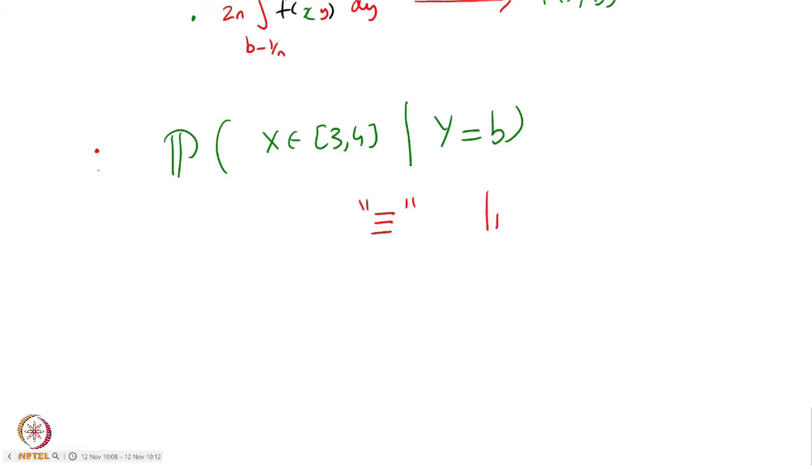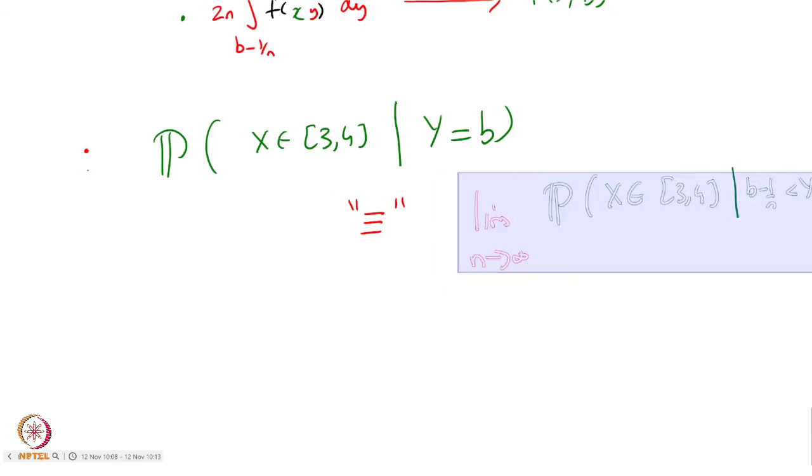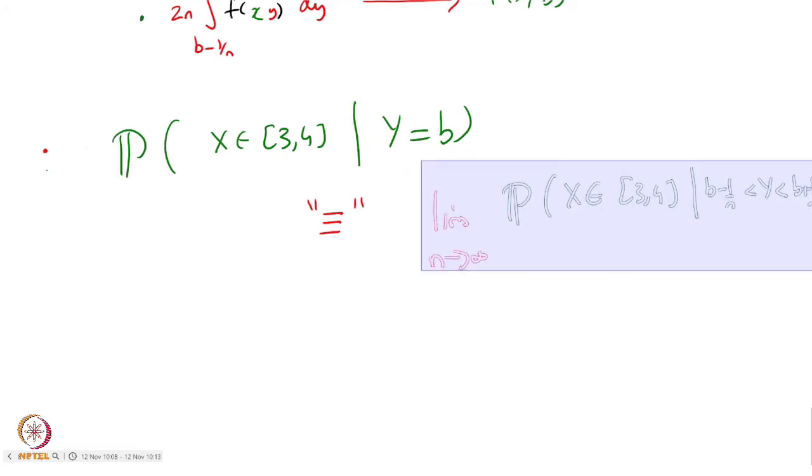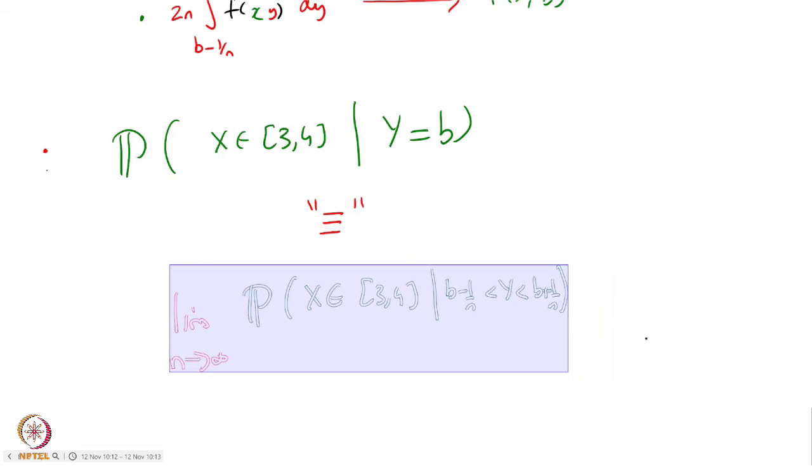Okay. So this I will think of as the limit as n tends to infinity of the probability that x is in 3, 4 and the chance that y is in, that is, b minus 1 over n is less than y is less than b plus 1 over n. Let me put this down. That's what this is, right?